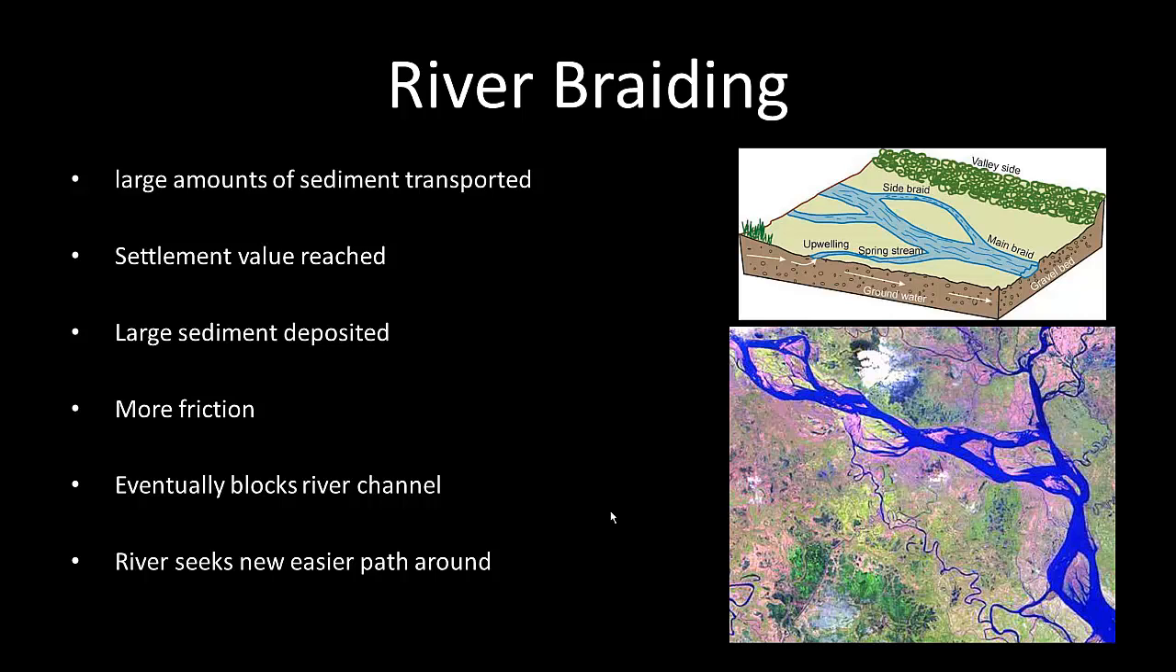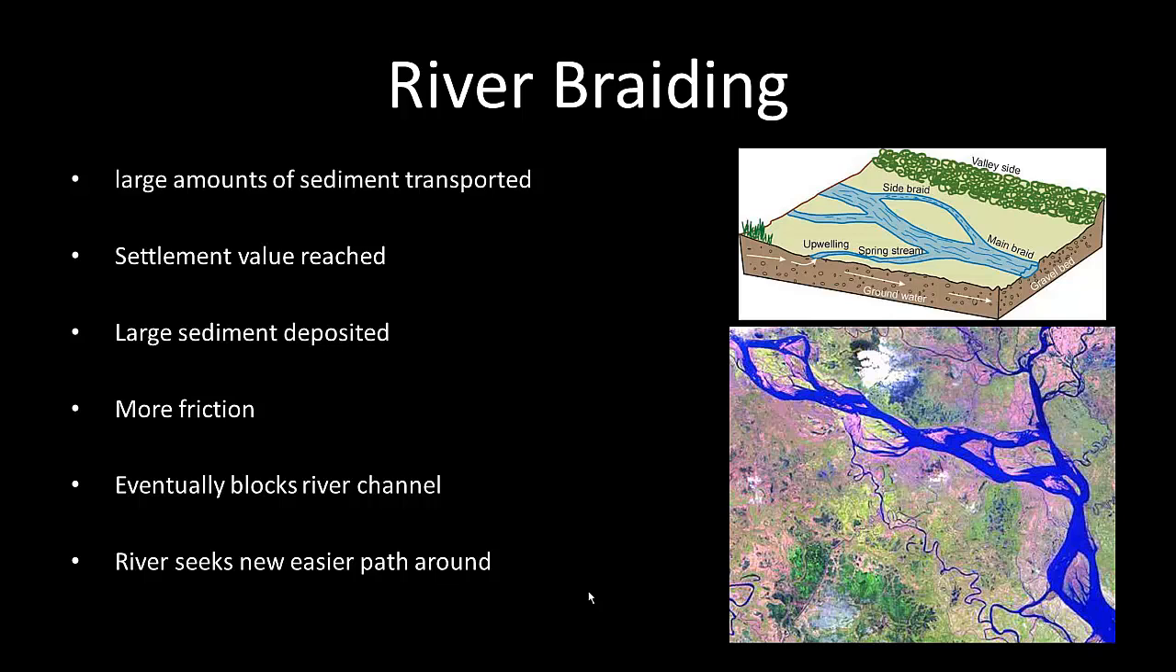Eventually these build up over time, and these increase friction around that area in the river channel, which also slows down the velocity even more, which contributes to more deposition, and this builds up to eventually block the river channel. And the river attempts to find a new way through, an easier path, because water's always looking for the easiest path around. It doesn't want to force its way through.